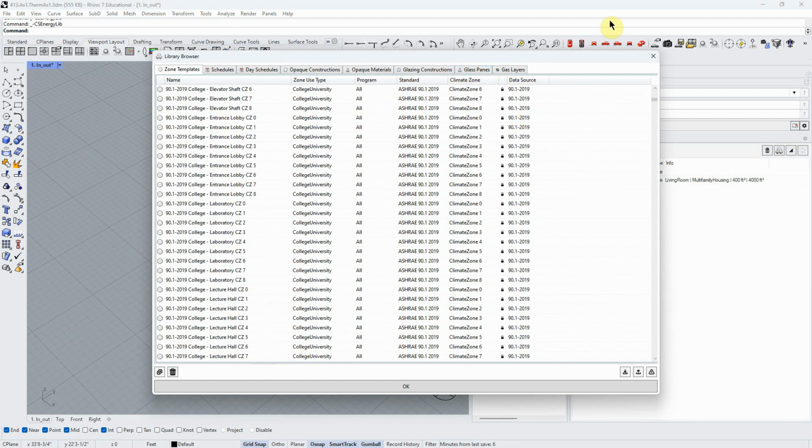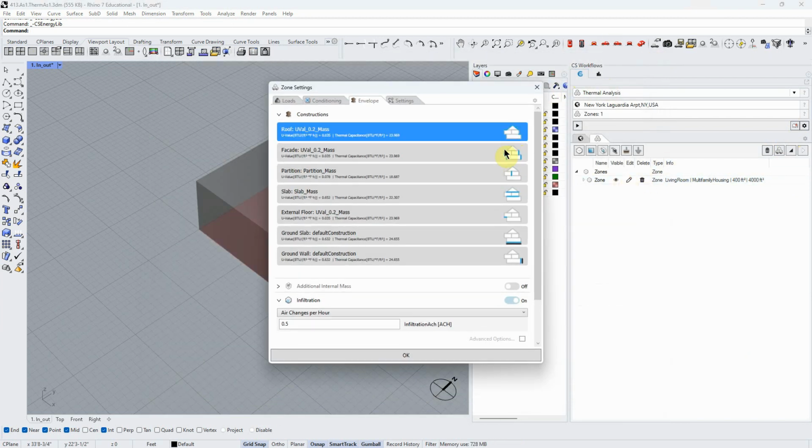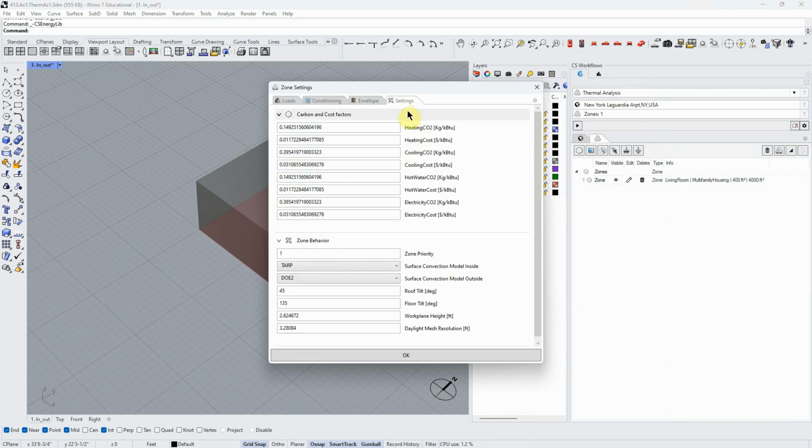I'm going to edit my zone. If we go to settings, that's where the cost, both in carbon and dollars, is. These values here, so you have heating carbon, and again, I think this should be pounds per kBtu, not kilograms. But anyway, don't worry about these. We'll do a separate spreadsheet on this when we need to use them for our purposes.